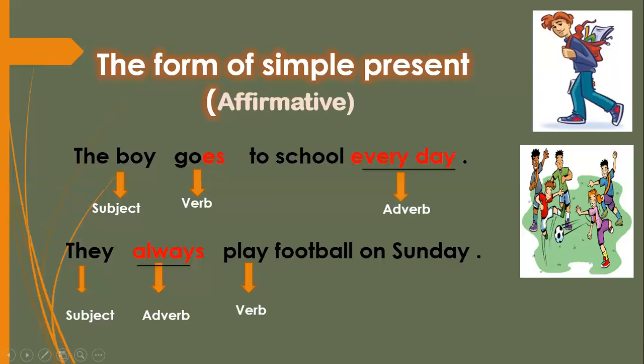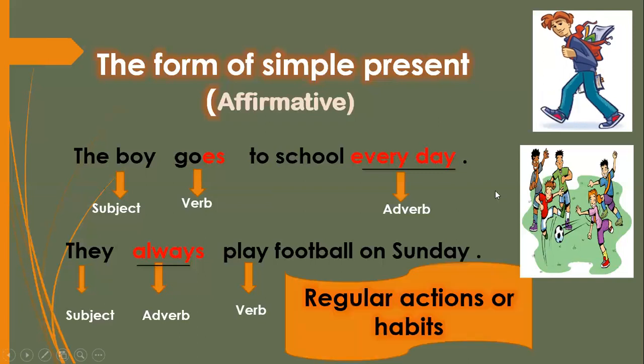So the rule says that if the subject is singular, like he, she, it, the boy, you are going to add s or es to the main verb, okay? If the subject is plural, like they, we, the students, the boys, you are going to use only the base form of the verb, okay? So in these two sentences, we talk about habits or regular action. So we use simple present in English to talk about regular action or habits, okay?